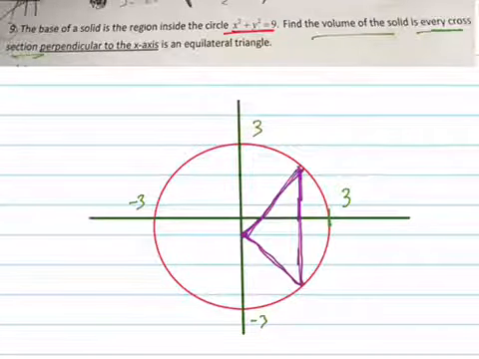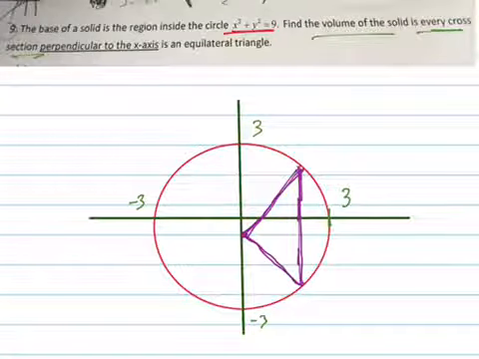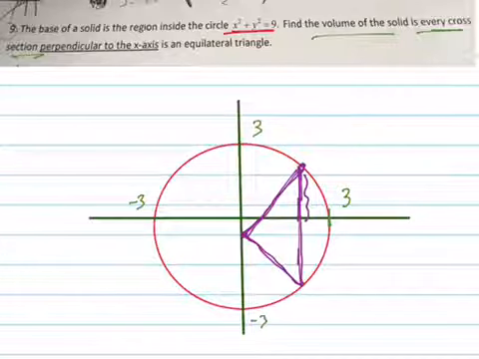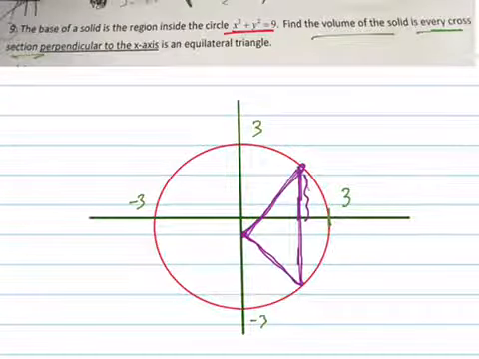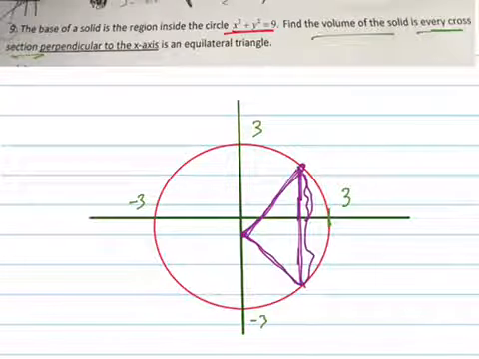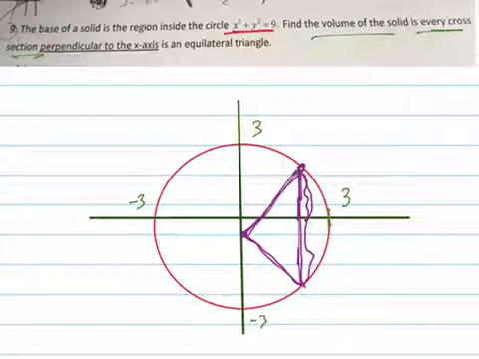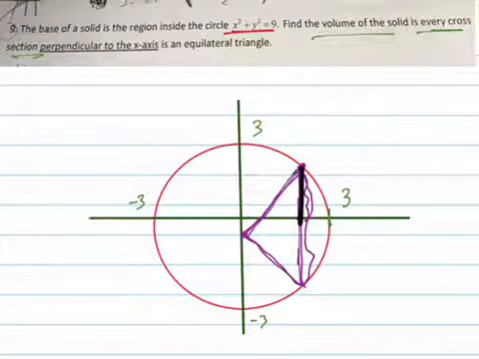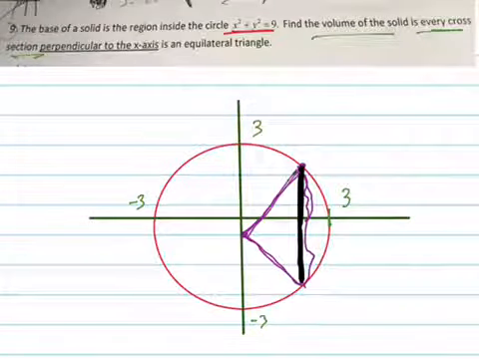So the question is, how do I find this distance right here? Or better yet, how do I find this distance right here? That total distance. How do I find that?